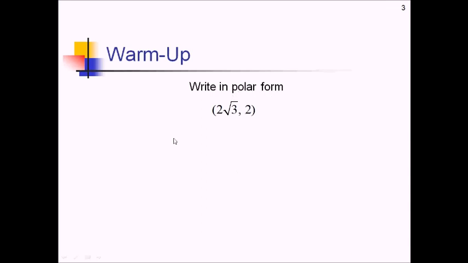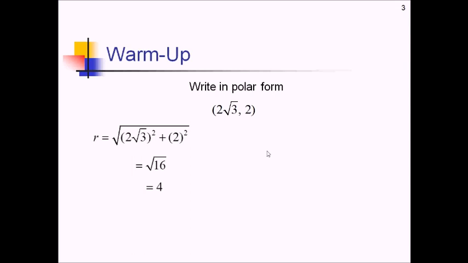Alright, let's see how that went. So for radius, we need the square root of these two things squared and added together. Basically Pythagorean theorem. So that'll be 4 times 3, which is 12, plus 4 comes out to 16, and the square root of that will be 4.